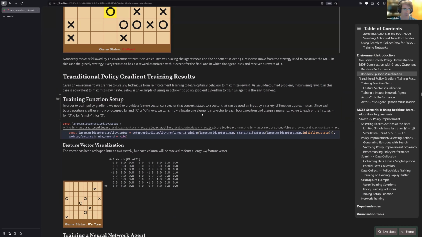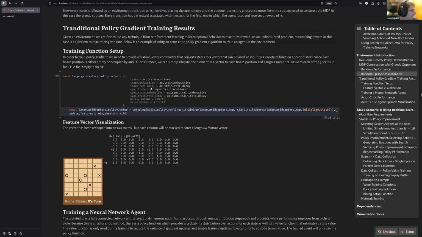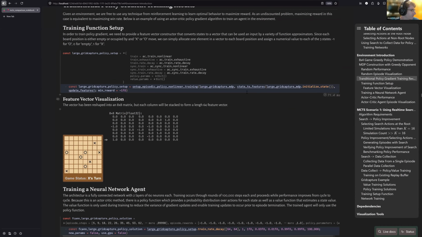If you're interested in where all these things come from, all this stuff was developed in the series you can find in the reinforcement learning playlist, where we looked at the Sutton and Barto textbook. But all these algorithms, like here, this setup function creates some different training functions that you can choose from. But here, I'm just going to use this Actor-Critic policy gradient method with nonlinear approximation.